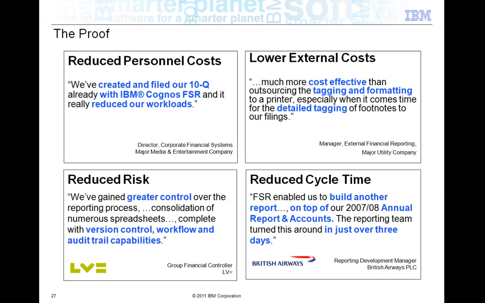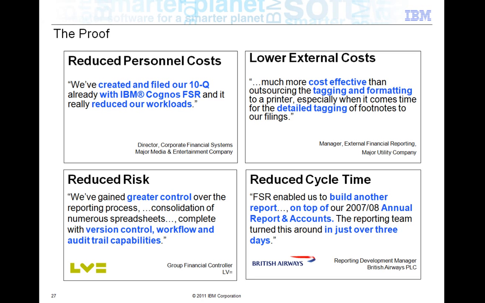And once again, we can say many great things about the tool, but here are some real-world examples from some of our clients around four of those key areas. First, reducing personnel costs: "We've created and filed our 10Q already with IBM Cognos FSR, and it really reduced our workloads." Another one around lowering external costs, specifically to do with XBRL: "Much more cost effective than outsourcing the tagging and formatting to a printer, especially when it comes time for the detailed tagging of footnotes to our filings."